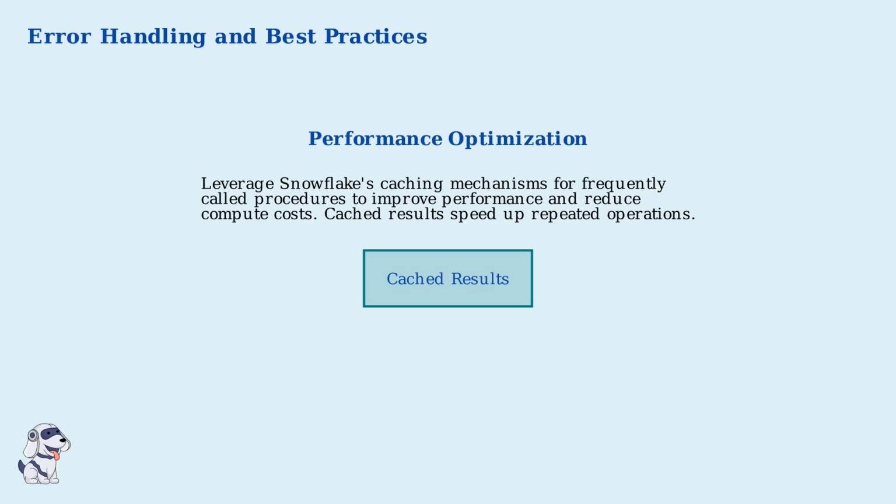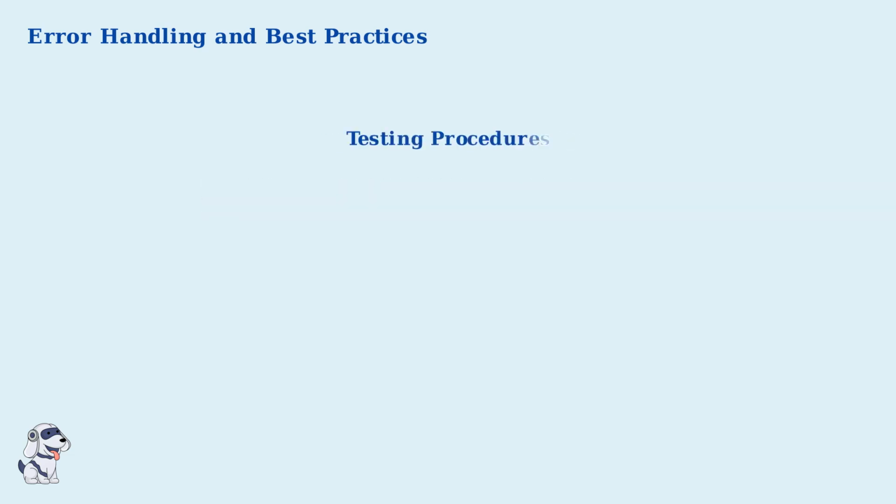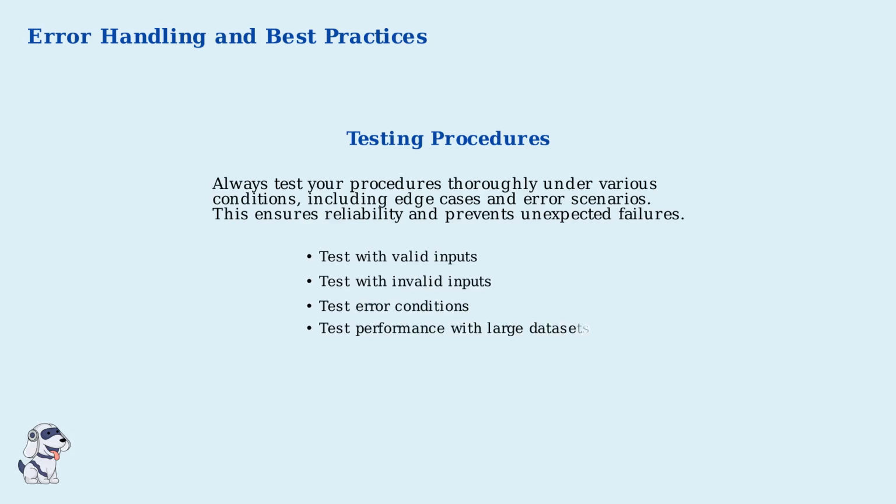To optimize performance, leverage Snowflake's built-in caching mechanisms for frequently called stored procedures. This allows the system to reuse results from previous executions, reducing processing time and compute costs for repetitive tasks. Thorough testing is essential for stored procedures. Test them under various conditions, including valid and invalid inputs, error scenarios, and performance with large data sets. This comprehensive approach ensures your procedures function correctly and handle unexpected situations.